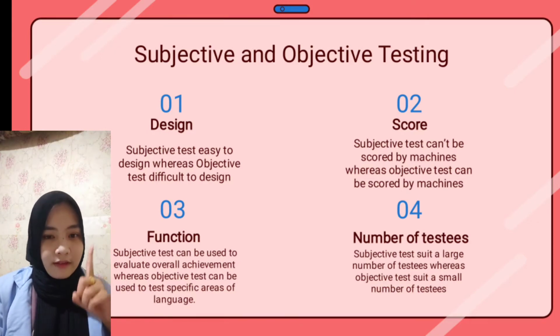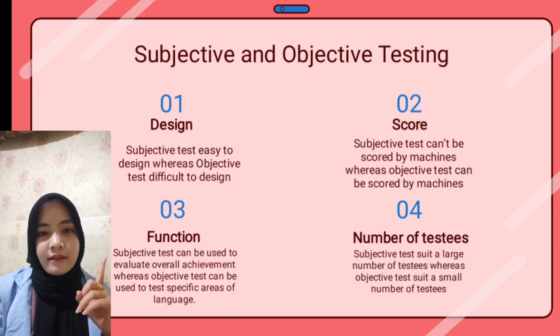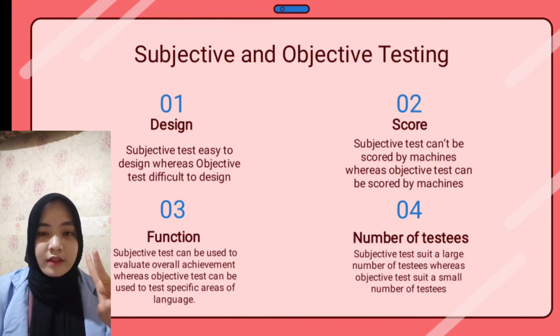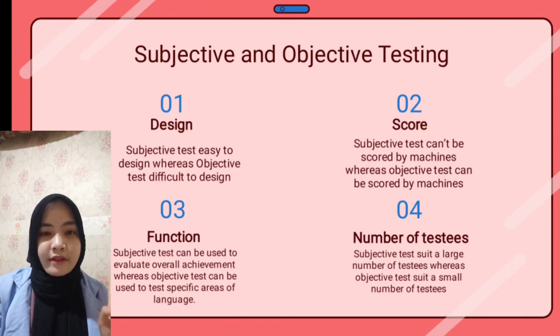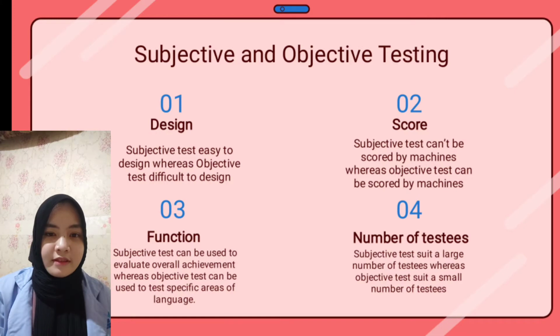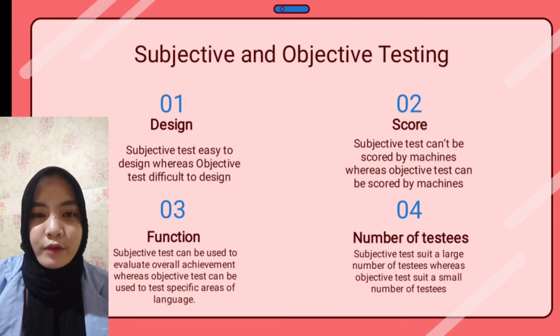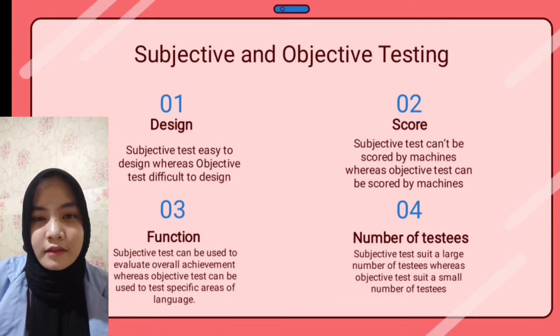So the first is design. Subjective tasks are easy to design, whereas objective tasks are difficult to design. The second one is score. Subjective tasks can be scored by machines, whereas objective tasks can be scored by machines. And the third is function. Subjective tasks can be used to evaluate overall achievement, and the last is number of tasks. Subjective tasks suit a large number of tasks, whereas objective tasks suit a small number of tasks.